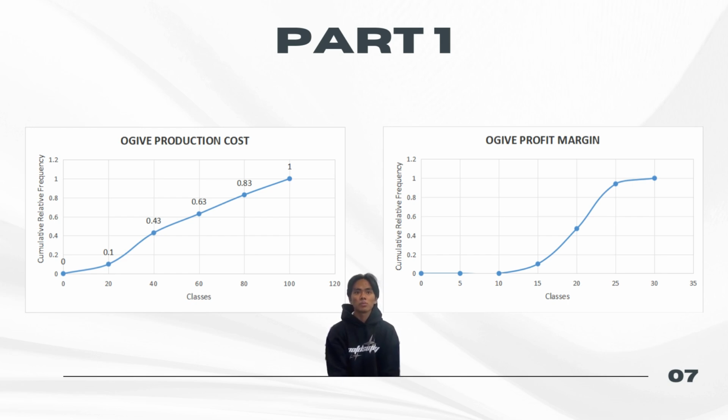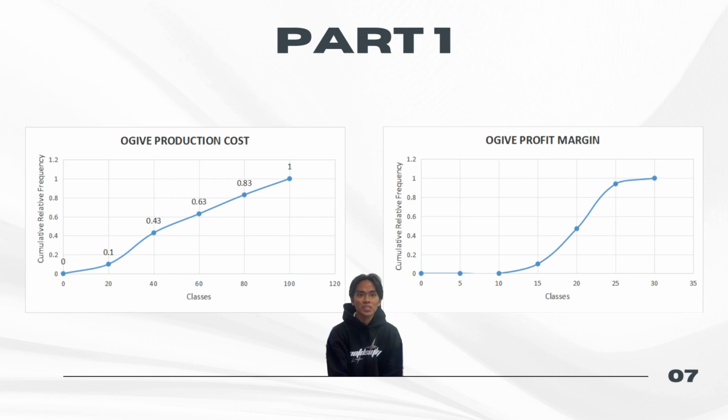The profit margin OGIF shows a steeper curve towards the right side, indicating a higher concentration of profits in the higher margin range. This suggests that a larger portion of the total profit is generated from products or services with higher profit margins. The two OGIF graphs provide insight into the distribution of production costs and profit margins for a group of companies. The production cost OGIF shows a steeper initial curve, indicating that a higher proportion of companies have lower production costs compared to higher costs.